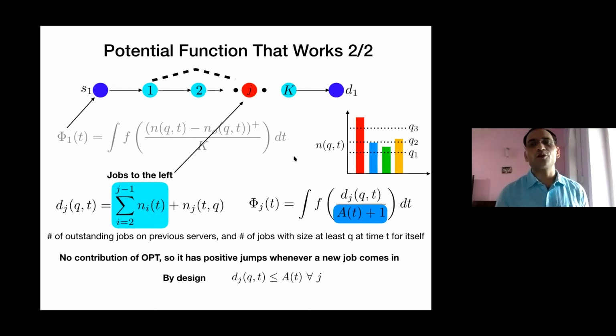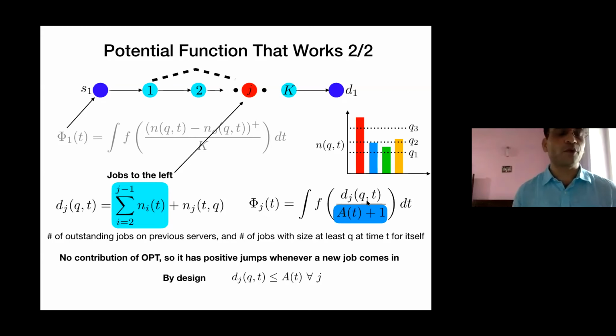But because the total number of jobs in the system other than the source is at most the total number of servers in the system other than the source server, dj of qt is always at most a of t. So this ratio is at most 1. So there is hope of controlling, and that is what we do to control the total amount of jumps these internal potential functions can have.